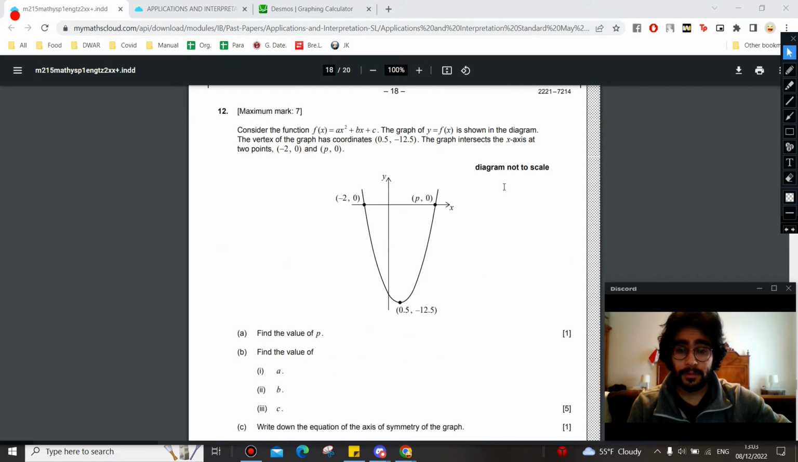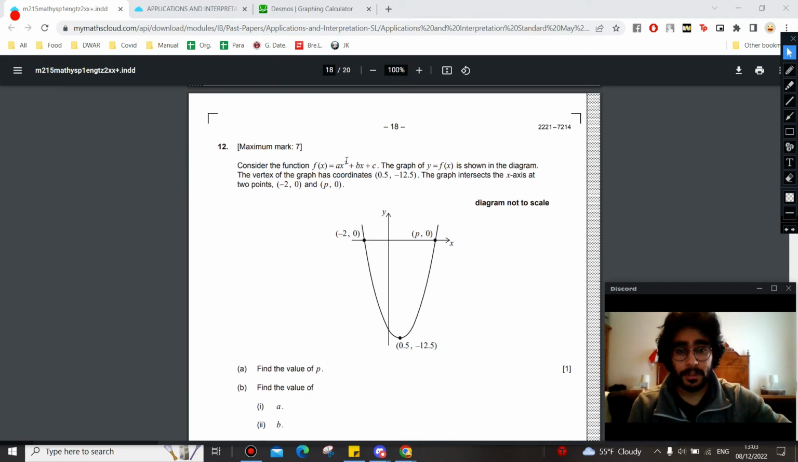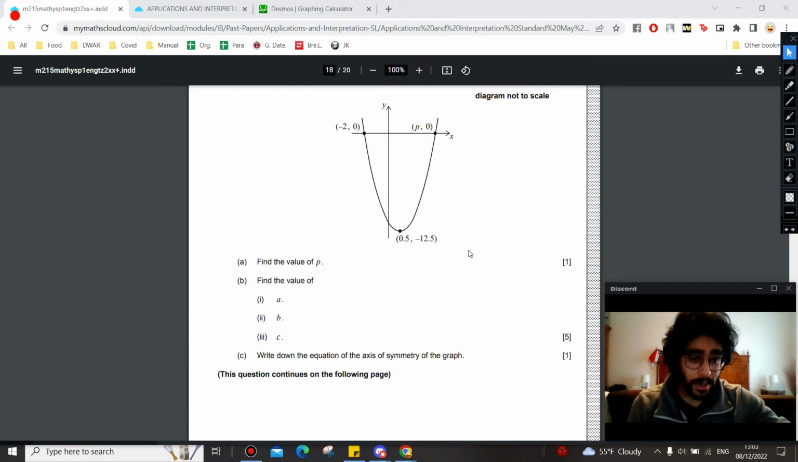Then we have 12. Okay, consider the function given to us. The graph of the function is given below. Perfect. The vertex of the graph is given to us. The intersection points at the x-axis are given to us as well. The diagram is self-explanatory. Find the value of p.